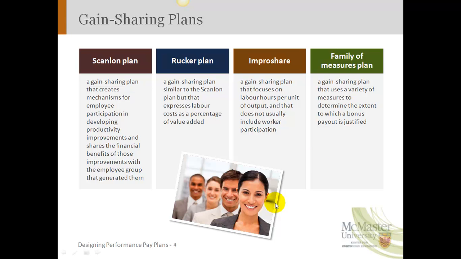Now, the other plan is the Rucker plan, and in some sense it's similar to the Scanlon plan, but it looks at labor costs as a percentage of value added to sales. So in other words, it calculates the cost of labor as a percentage of value added. The value added component here is really sales less the cost of things like raw materials and other direct inputs into the production process.